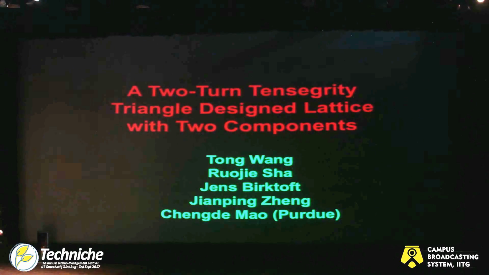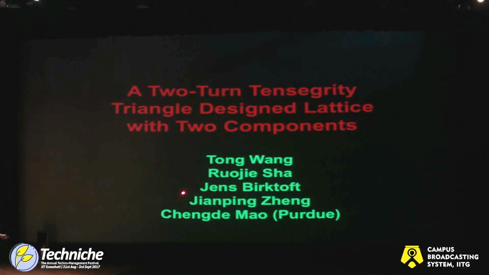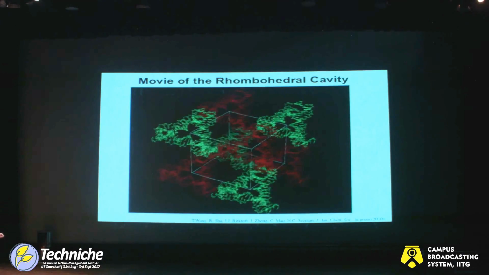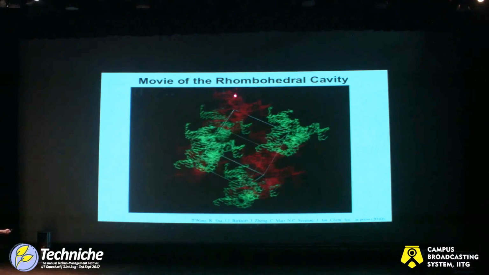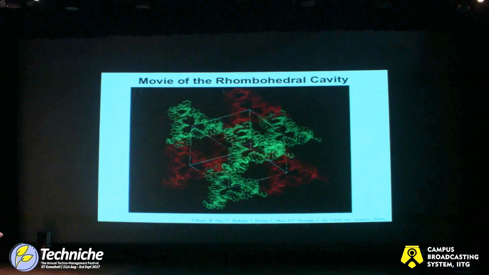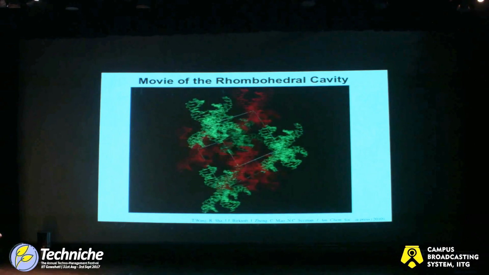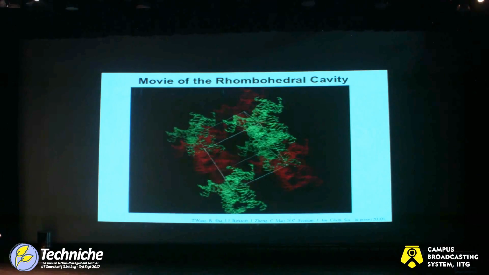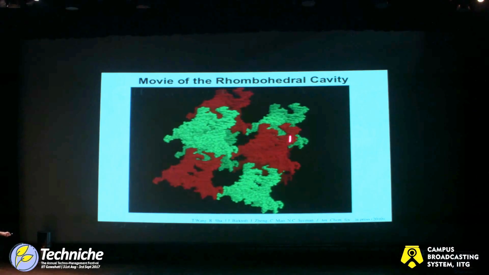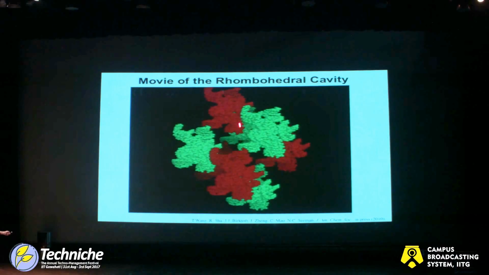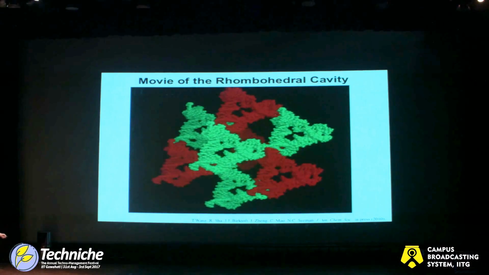So one of the nice things about being able to control what goes into your crystal is that you can choose the number of repeat components in the lattice, work done by Tong Wang, Ruji Shah, Jens Bergthoff, Zhenping, and Xingde Mao. And you can see here's the rhombohedron again, but every edge is flanked by either a red or a green, or a red and a green triangle. And these are chemically different, so we've actually got different chemistry going on there. You can see a little bit better here. It looks like 2 intersecting tetrahedra, but they're not regular tetrahedra because this is a rhombohedron, not a cube.